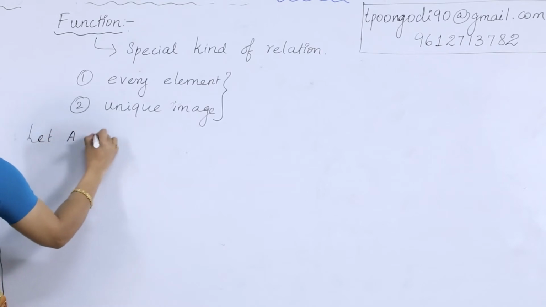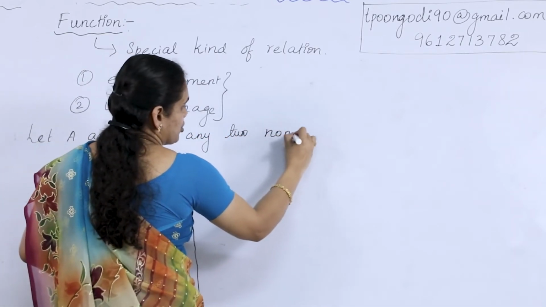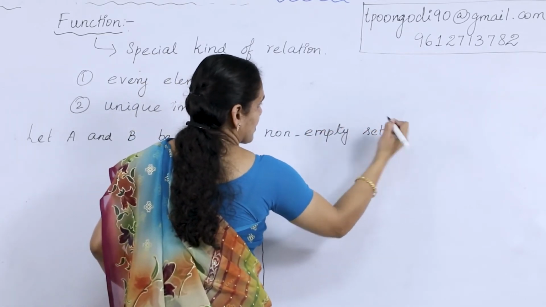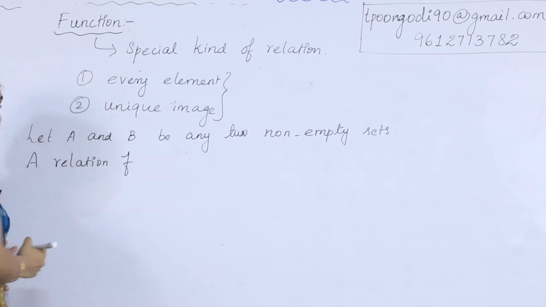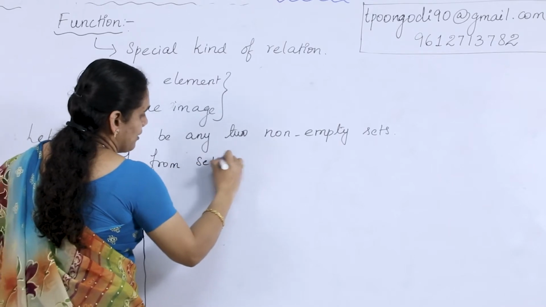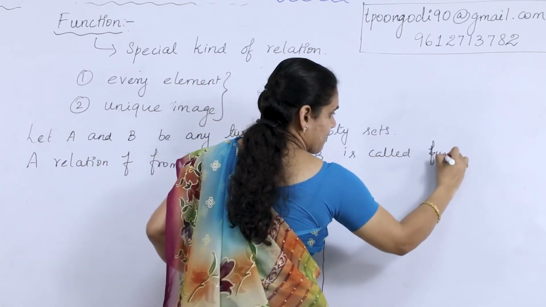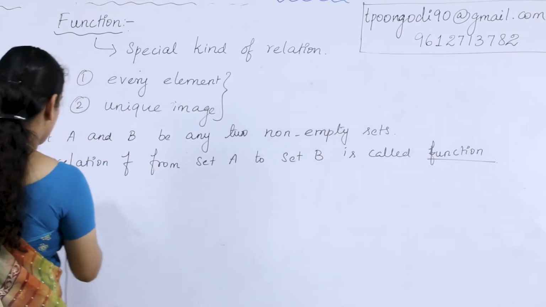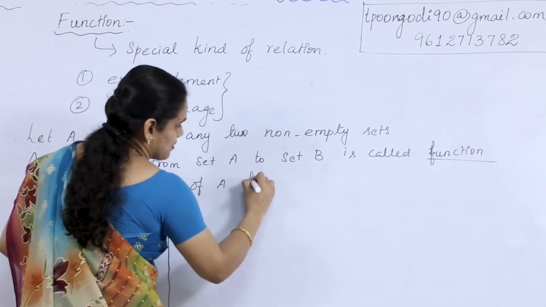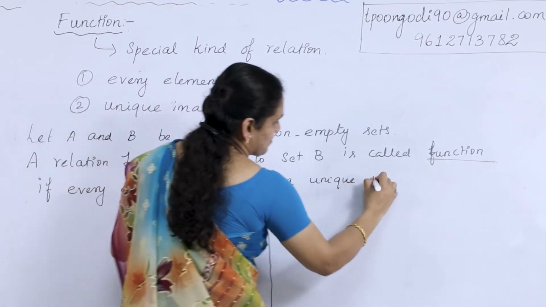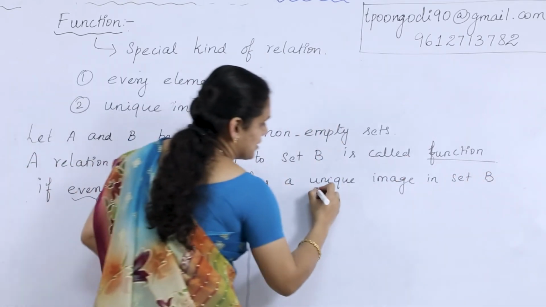Let A and B be any two non-empty sets. Non-empty, we know it should have some elements. Then a relation, we are studying function, so I'll use F here. A relation F from set A to set B is called a function if every element of A has a unique image in set B. Okay, so every element, and this is unique image.